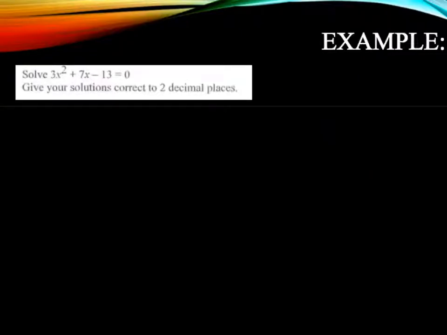Okay, let's have a go at one then. So in this particular question, it says solve 3x squared plus 7x minus 13 equals 0. Now, the clue to being able to use the quadratic formula, notice it doesn't say anywhere in the question, by using the quadratic formula, solve this. It just says, give your solutions correct to 2 decimal places. And this here is the key. This is the clue that you're looking for to enable you to know what to do.